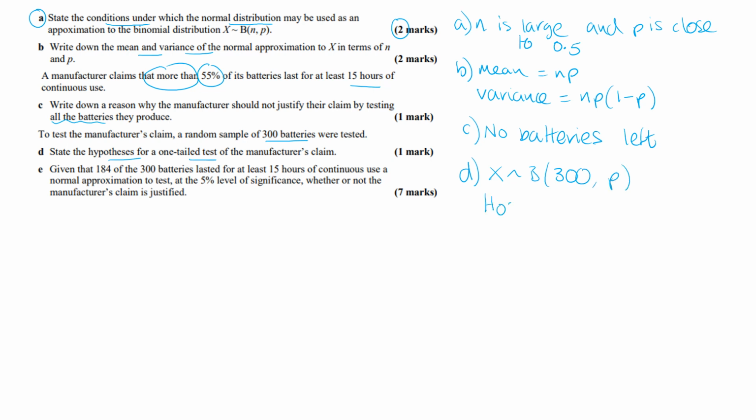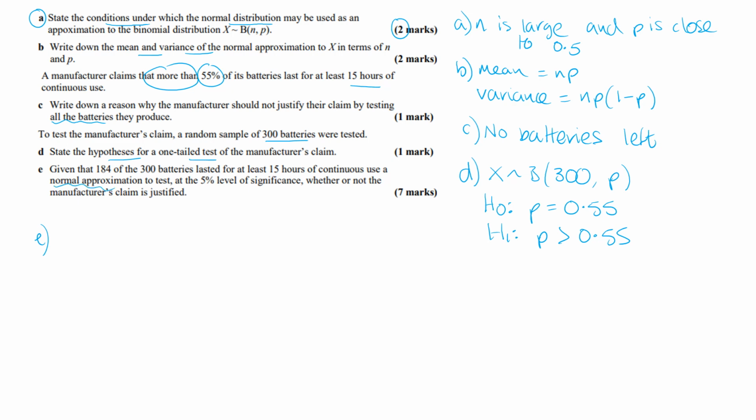Stating our hypotheses, the null hypothesis is that the current state of affairs is we think it's 55%, because the manufacturer is claiming that it's bigger than the 55%. So H0 is our default position, what's currently going on, 55%, and H1 is what we think it's going to be different. So we think it's going to be above the 55%. So that's our hypotheses.